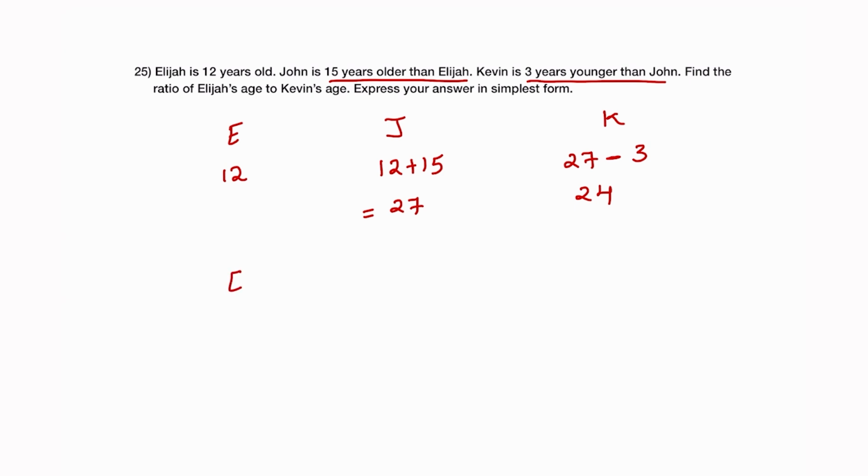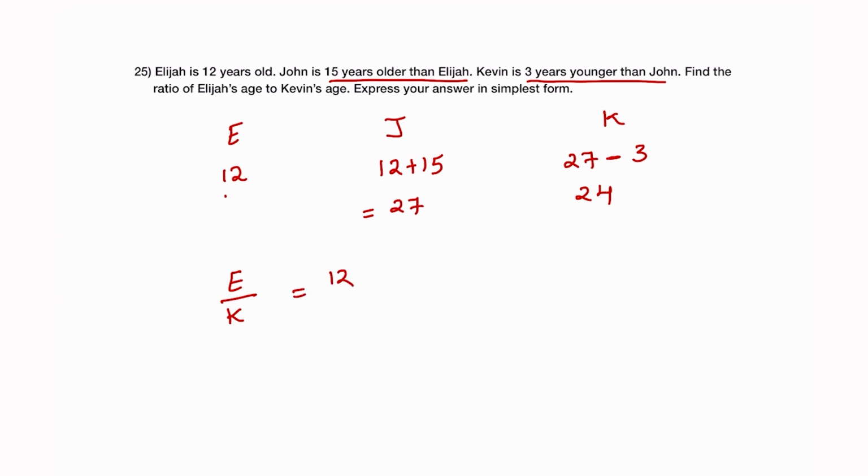Elijah is 12 years old. Okay, so we have Elijah who is 12. John is 15 years older than Elijah, which means 12 plus 15, and that's going to be 27. Kevin is 3 years younger than John. So John is 27, younger, meaning we have to subtract. So that's 24.